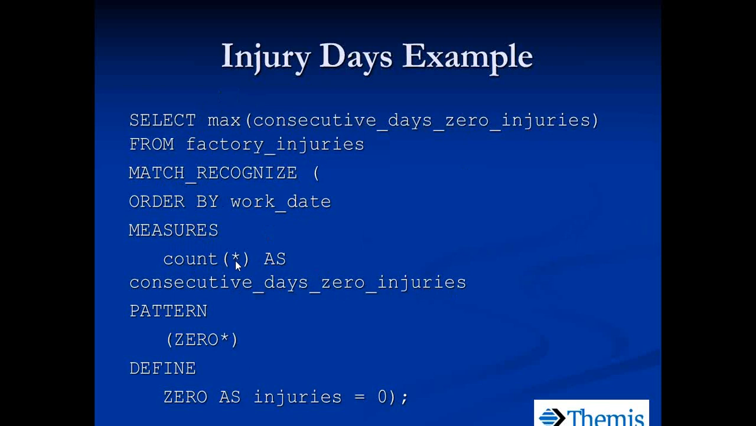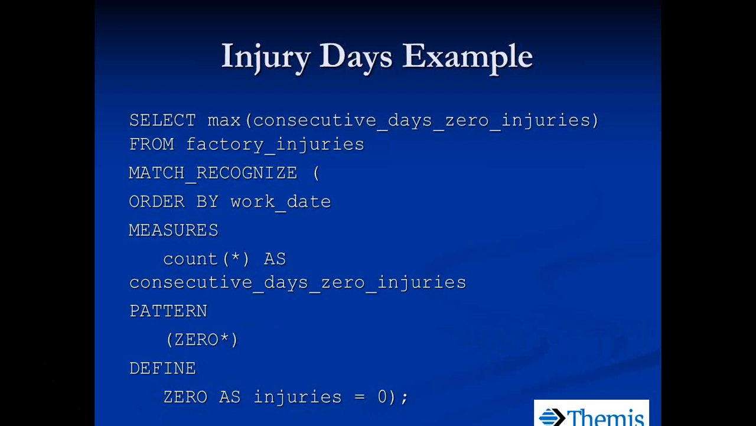the rows, and what are we going to count those rows for? For this pattern that we have right here, which I defined with the word zero, you could call it again whatever you want, with an asterisk. And remember, the asterisk meant zero or more. Okay, what does zero mean? The word zero, that's what we have in the define right here. Zero means for a particular record, I've had injuries equal to zero. So he's going through this table called factory injuries. He's looking at it row by row, and if the injuries for that row is a zero, he increases the count.